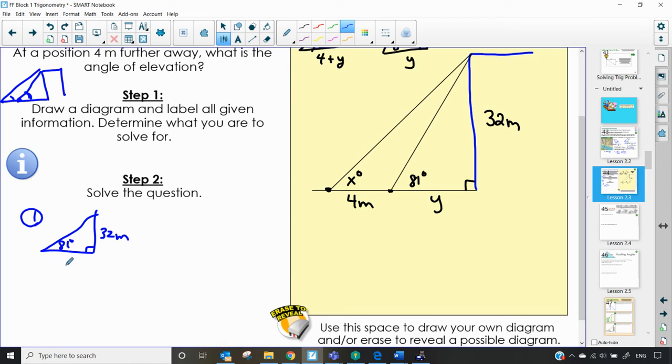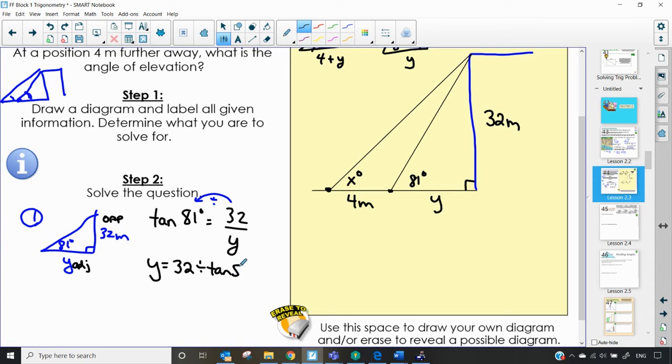Again, your triangles do not have to be to scale. It's just important that you understand where your opposite and adjacents are. So labeling our triangle here, 32 is opposite, y is adjacent, so we're using tangent. So tan of 81 degrees is opposite, which is 32, divided by y. And so to get y by itself, we're going to take 32 and divide by tan 81. So y is going to be 32 divided by tan 81.